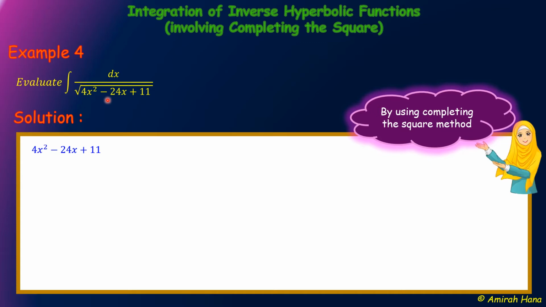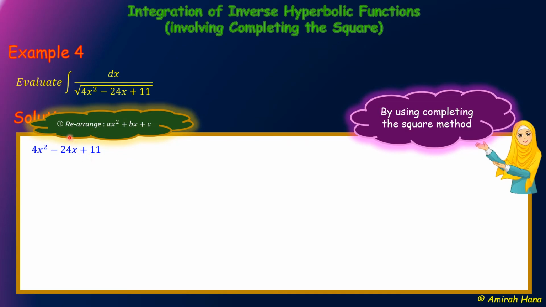From the quadratic expression inside square root symbol, we have 4x squared minus 24x plus 11. Now, we need to write this expression into the form of a squared and u squared by using completing the square. First step, we need to rearrange into the form of ax squared plus bx plus c, meaning the first term should contain x squared, the second term should contain x, and the last term should be constant. When we compare with the given function inside square root symbol, this step is done because the first term contains x squared, the second term contains x, and the last term is constant.